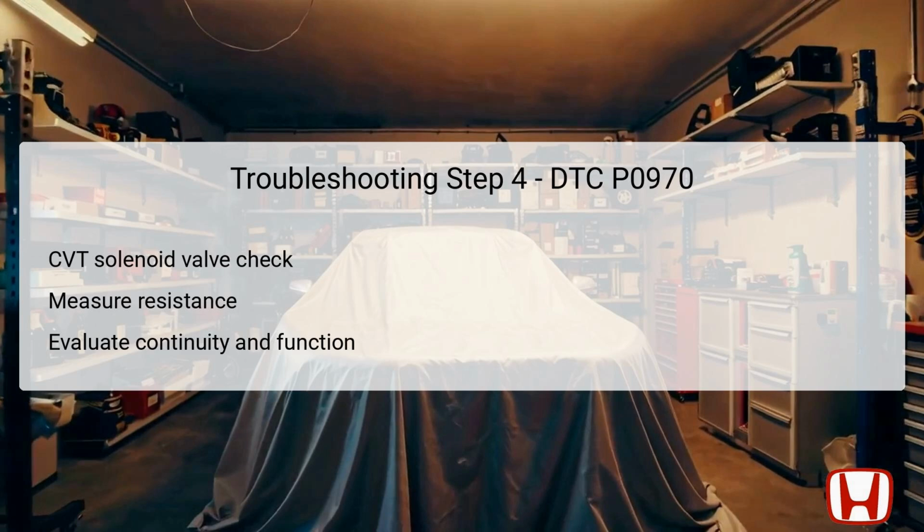The expected resistance should fall between 4.6 and 6.3 ohms, which indicates the solenoid valve is operational. If the resistance falls within this range, it corroborates that the solenoid is functional, potentially necessitating a replacement of the solenoid wire harness. Conversely, a failure to meet the resistance criteria signifies the solenoid itself is defective, requiring replacement of the valve body assembly as the corrective action.